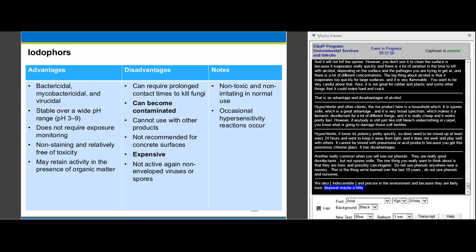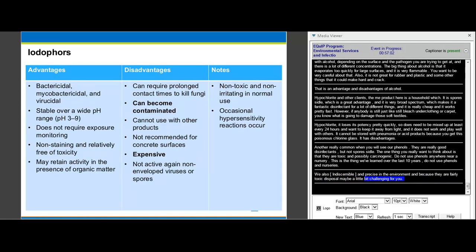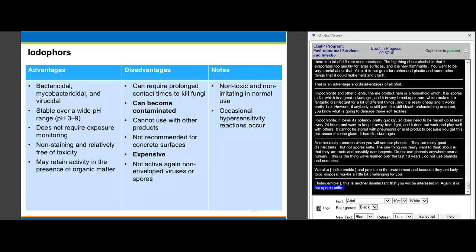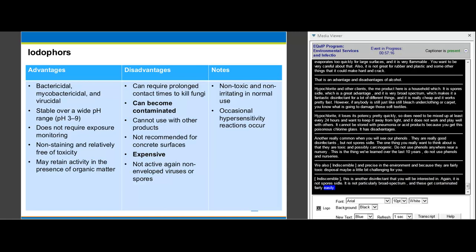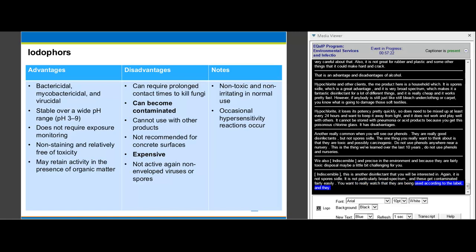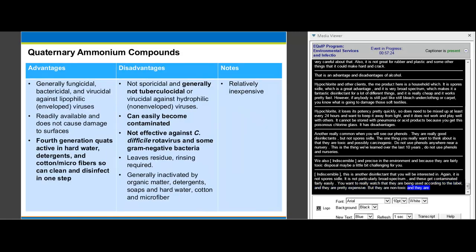Iodophores, this is another disinfectant you'll be interested in. Again, it is not sporicidal. It's not particularly broad spectrum. And these get contaminated fairly easily, so you want to really watch that they're being used according to the label. And they're pretty expensive, too. But they're non-toxic and they're non-irritating. And so there are some advantages to using an iodophore.